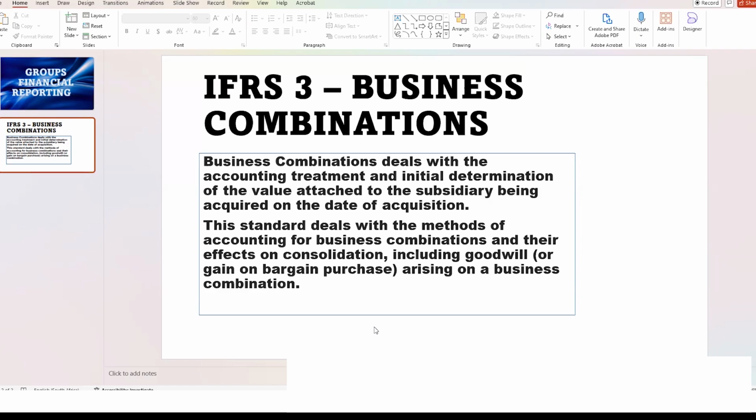All right, so business combinations deal with the accounting treatment and initial determination of the value attached to the subsidiary being acquired on the date of acquisition. This standard deals with the method of accounting for business combinations and their effect on consolidations, including goodwill or gain on bargain purchase arising on a business combination. All right, so we've just given you a bigger picture of what IFRS 3 business combination wants to deal with. Now we want to get into details. So let's get into the details.